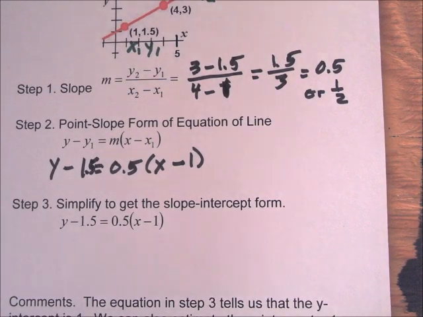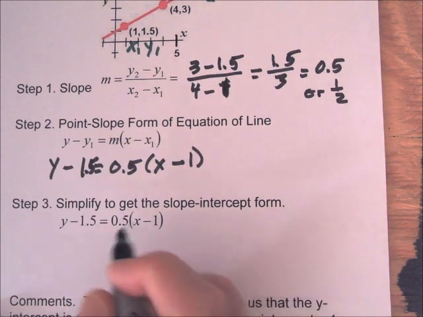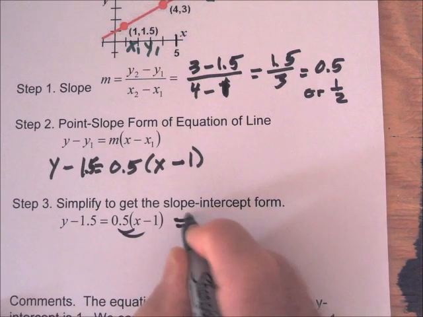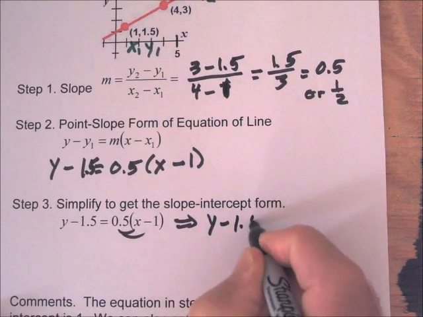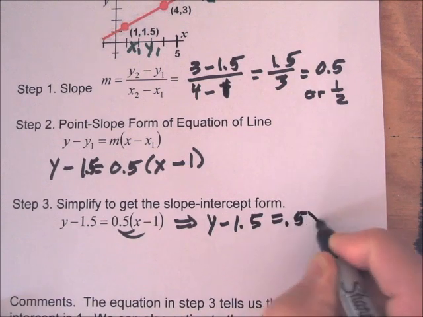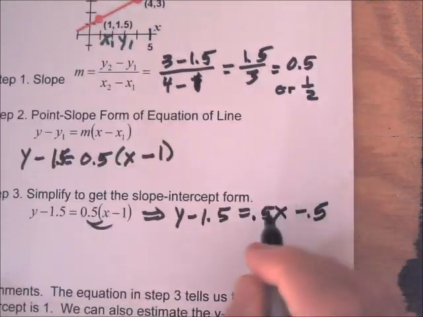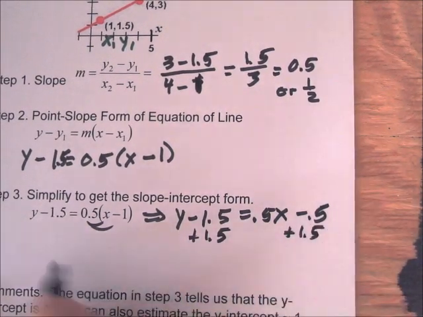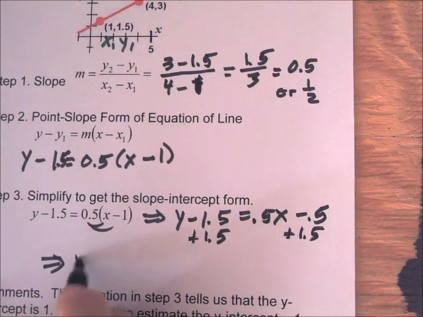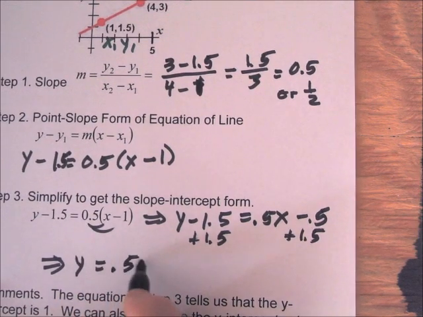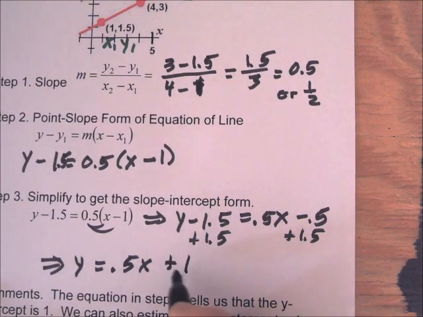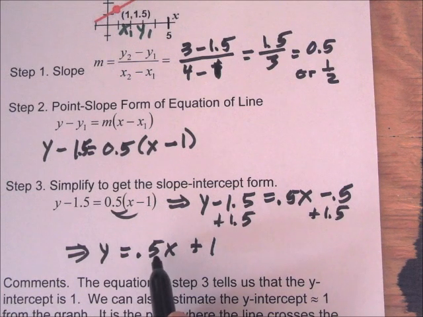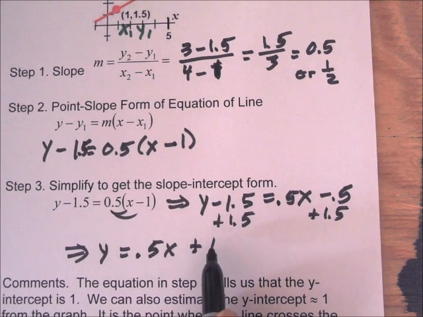So in step 3, if we simplify this and solve for y, we can distribute the 0.5, and that'll give us y minus 1.5 equals 0.5x minus 0.5, and then if we add 1.5 to both sides of the equal sign, that'll give us y is equal to 0.5x plus 1. So that's the slope-intercept form. They call it the slope-intercept form because, looking at this equation, you can see the slope and you can see the y-intercept.